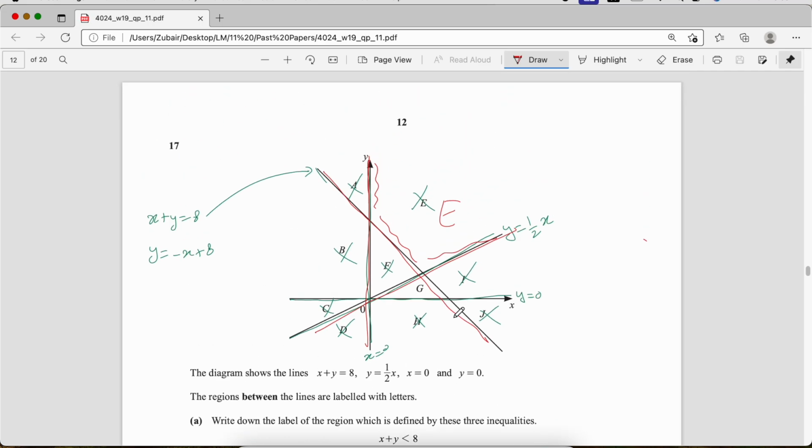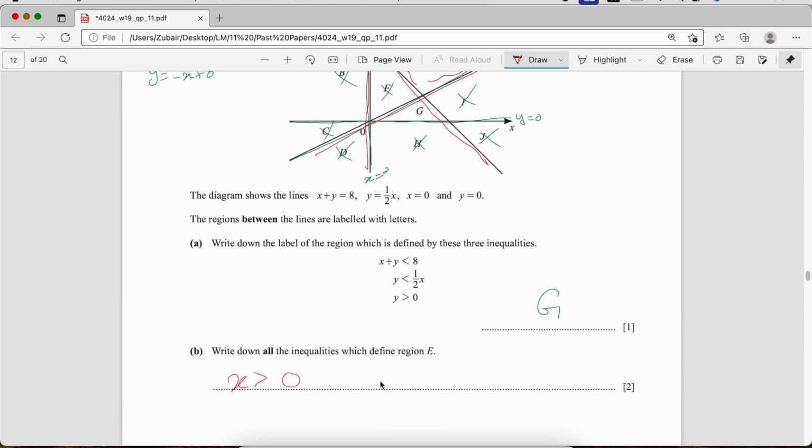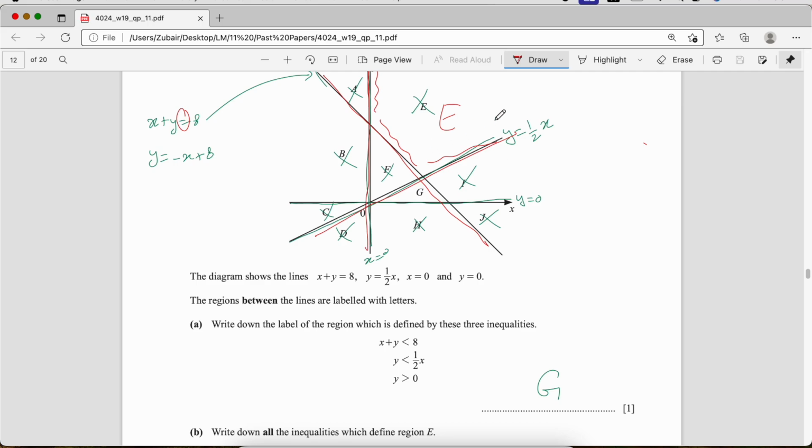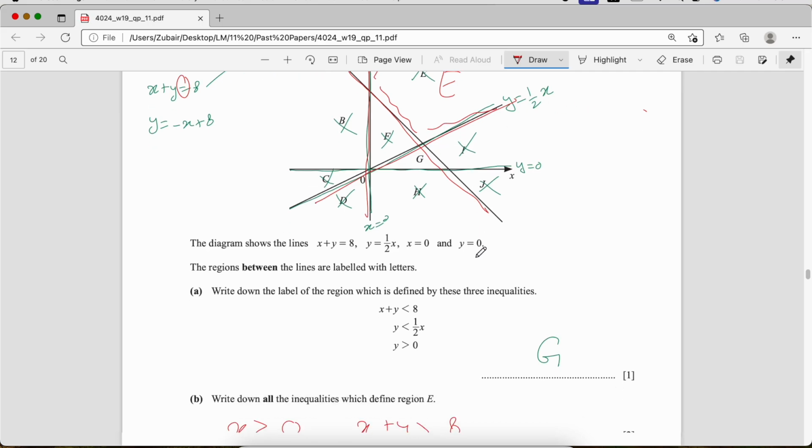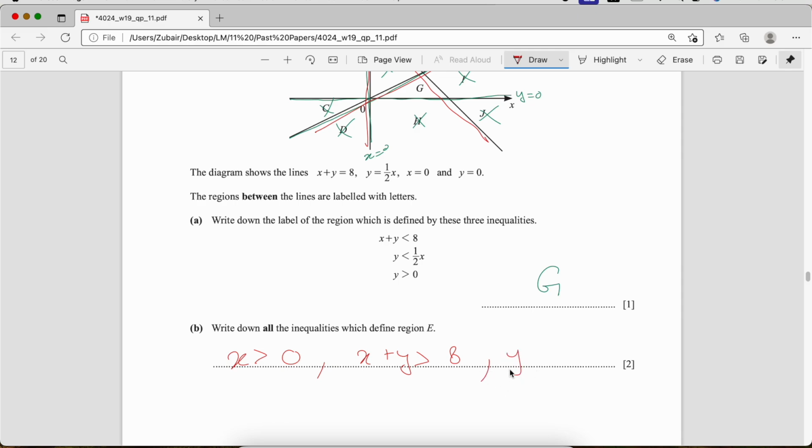Then the second line is this slanting line with negative gradient. Again, E is above that, so my inequality is going to be greater, in favor of the y side. So x plus y is greater than 8. The last line is this slanting line passing through the origin. E is again above that, so y is going to be greater. y is greater than 1 by 2x. These are the three inequalities.